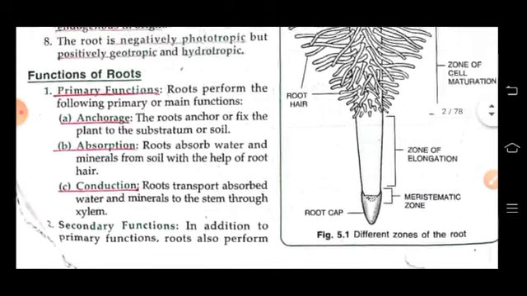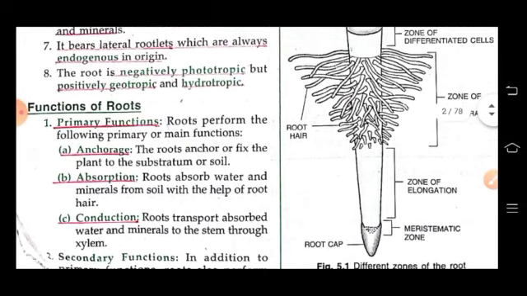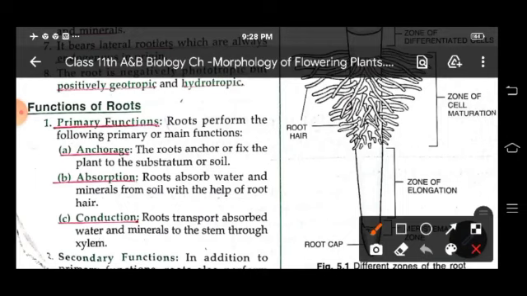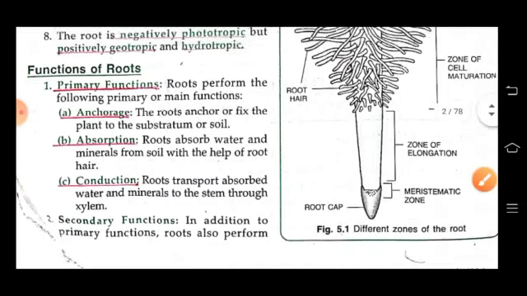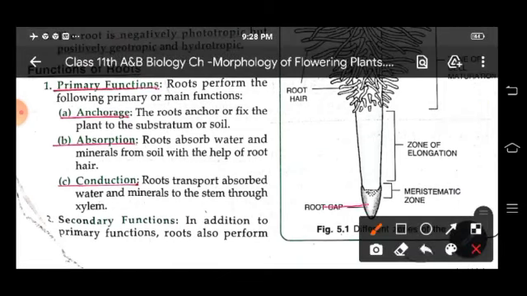Now children, figure 5.1 shows the different zones of the root. Moving in an upward direction, number 1 is the meristematic zone, or we can say that below the meristematic zone is the root cap. This root cap is present in most root tips and it protects the root tip. Next to the root cap is the meristematic zone, which is the zone of growth, and here cell division takes place due to which the root grows.